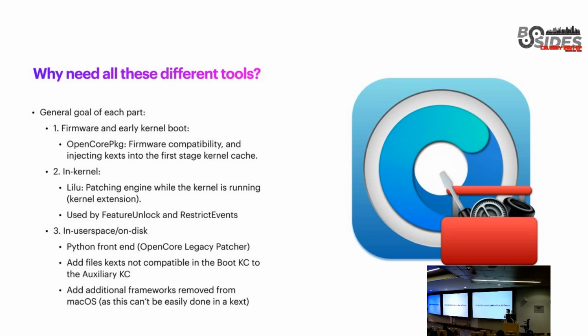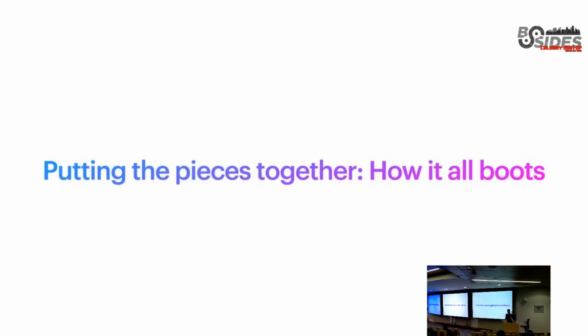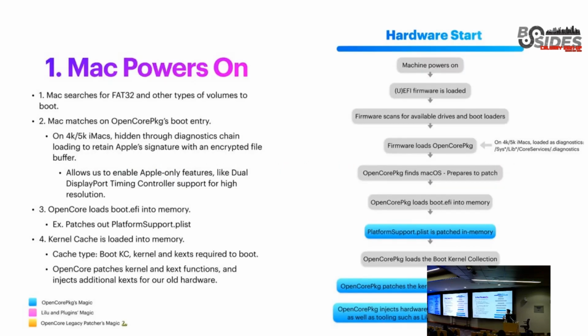So let's put all the pieces together. How does it actually boot? Ignoring this overly complicated diagram, the basic idea is that your Mac powers on. It's going to search for file systems that it recognizes, look for bootloaders on those file systems, and then load them. So it'll load the OpenCore package for us, and then it's going to do its magic.